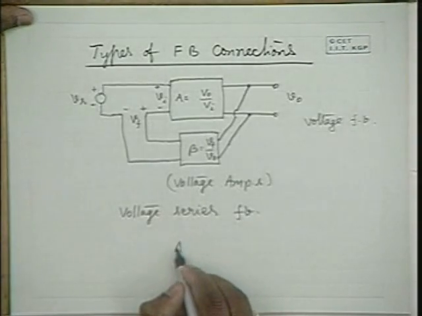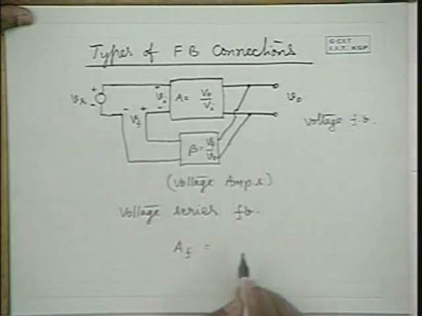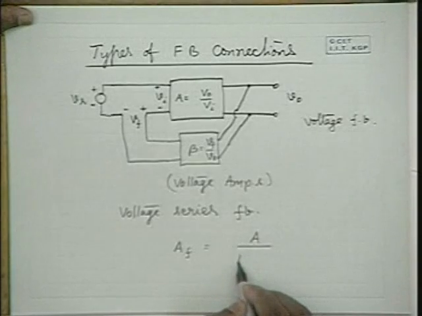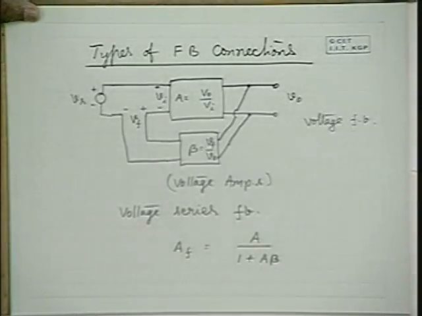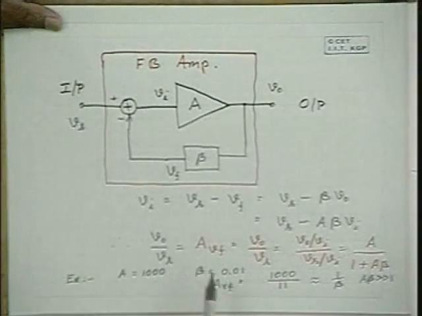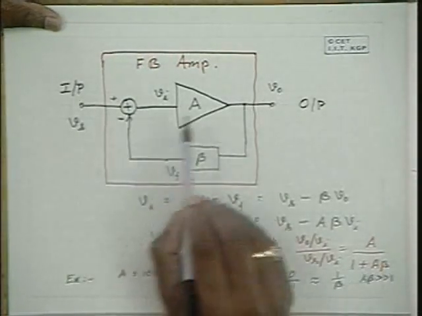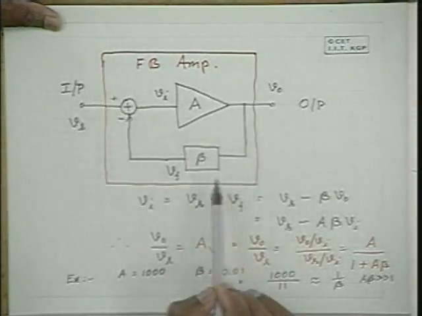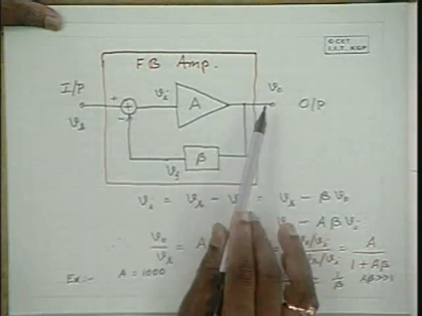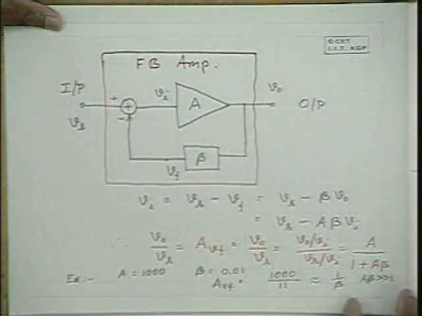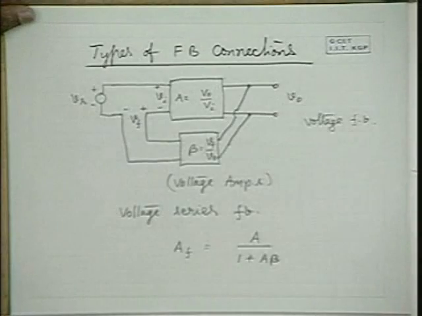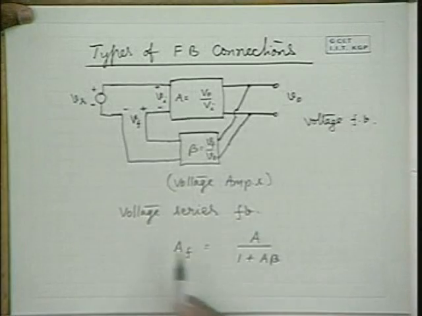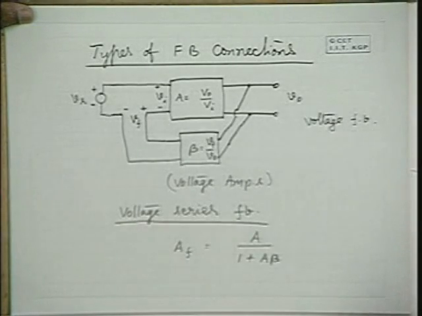And in this case, the gain of the amplifier can be shown to be A by 1 plus A beta, using the same expression we applied previously. So A by 1 plus A beta. In fact, here we have considered the voltage amplifier. That's why this is Vf, this is V naught, this is Vi, Vs, and we got the expression. So the same expression is valid here. Therefore, gain of the amplifier is A by 1 plus A beta. And the type of feedback is voltage series feedback.